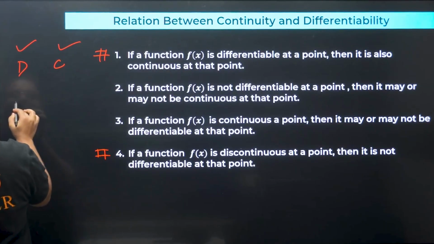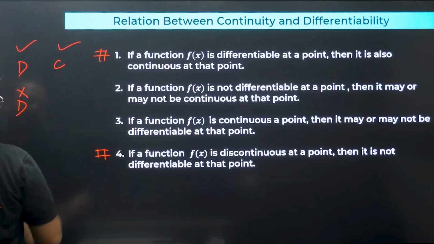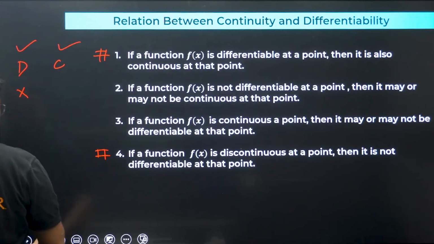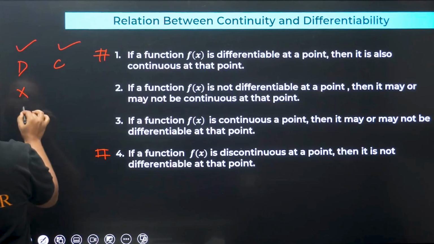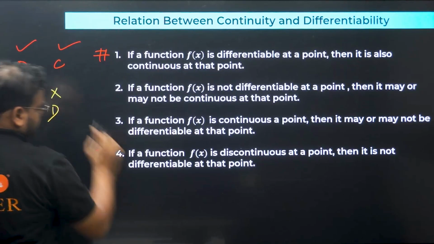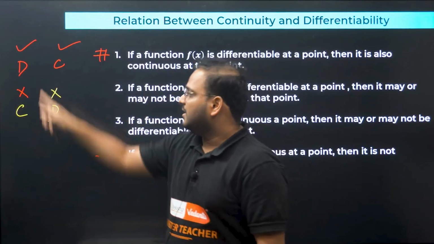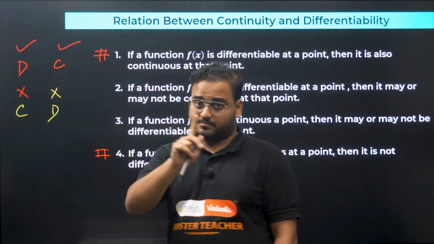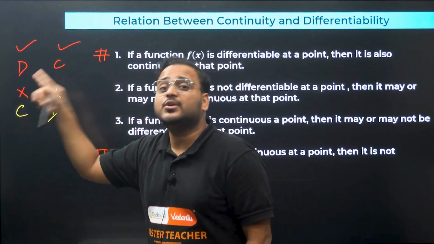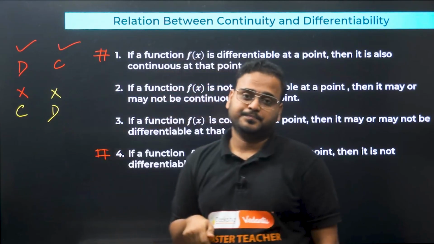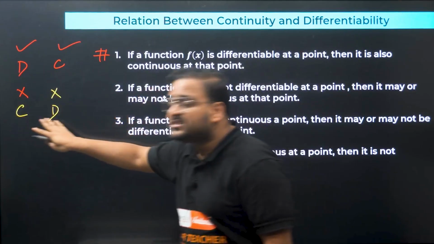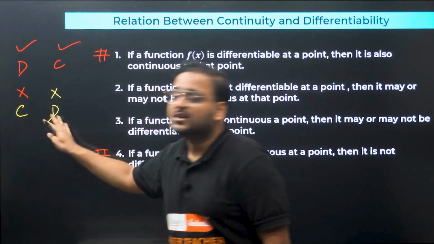Okay, if you have non-differentiable, if you have non-continuous, which basically means discontinuous, it will of course be discontinuous. There is a difference, DC and CD. Differentiable means always continuous. Non-continuous, basically discontinuous, will become non-differentiable. Okay, differentiable means always continuous. Discontinuous, or non-continuous, means non-differentiable.